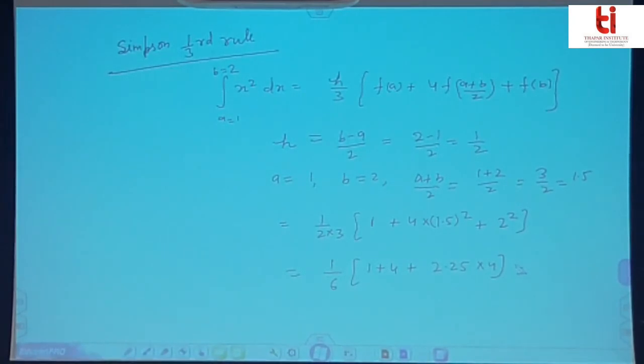Let's check the value. What is the integration coming here? That is 1 plus 4 plus 2.25 multiplied by 4, divided by 6. That is 2.3. Just take the calculation, it is f of a plus 4 f of the midpoint plus f of b. I think that should be the value. Okay, so you can check this integration.